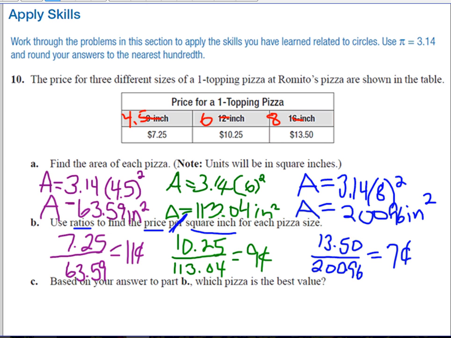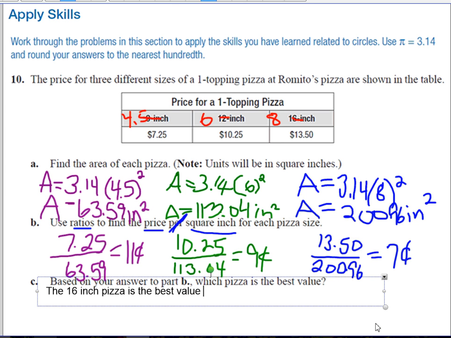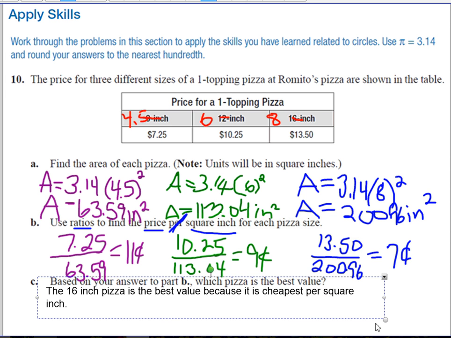So based on those results, we can say with certainty that the large pizza, or the 16-inch pizza, is the best value because it is cheapest per square inch. So it's not the cheapest in cost, but when you compare it to the size of the pizza, it is the cheapest per square inch.